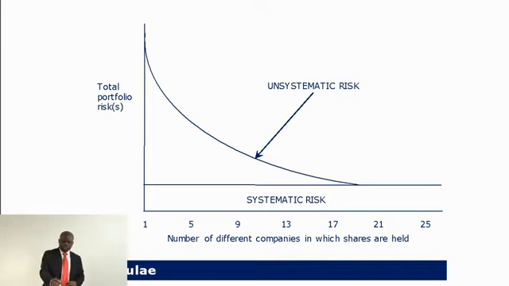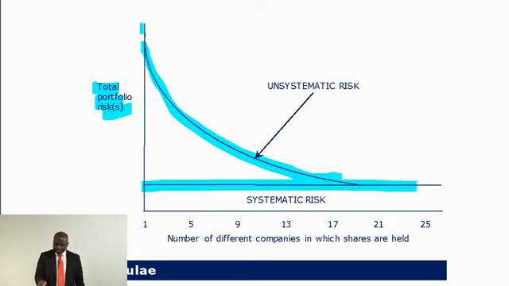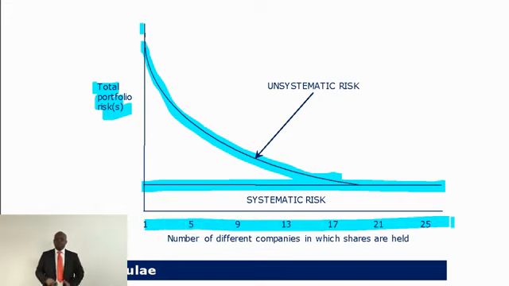This is your total risk level. This bit is the unsystematic risk, and that bit is the systematic risk. And this is your level of investment. The more different investments you have, the more you have diversified. And the more you are diversified, you will see that your unsystematic risk is actually decreasing. Systematic risk becomes constant.